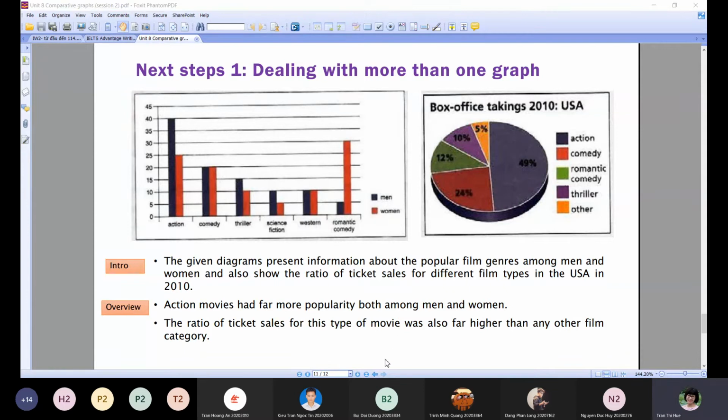Okay. Let's check how many of you have submitted the assignment for the first one. Only Anne and Long and Hiếu. 3 of you, right? So the rest of the class, try to complete this assignment.